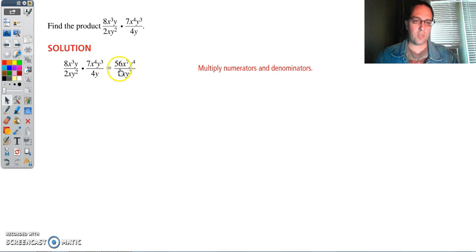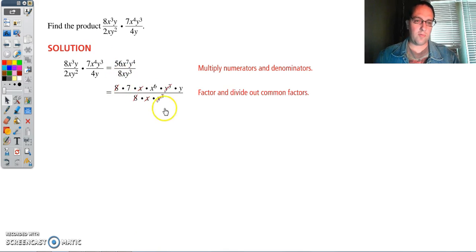Now we want to simplify this if we can. And yeah, this will simplify. So 56 over 8, the 8 cancels out, they're both divisible by 8, so this leaves you with 7, no coefficients in the denominator. X to the 7th divided by x is x to the 6th. Y to the 4th over y cubed just leaves you with y to the 1st. Those get factored out, so you're left with 7x to the 6th times y, right? That's all you're left with.